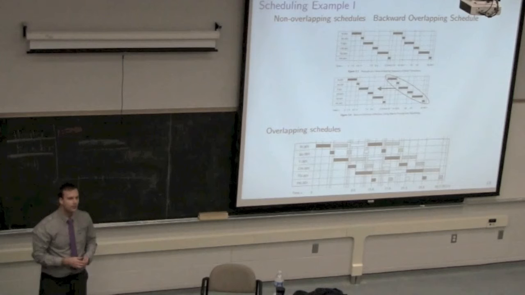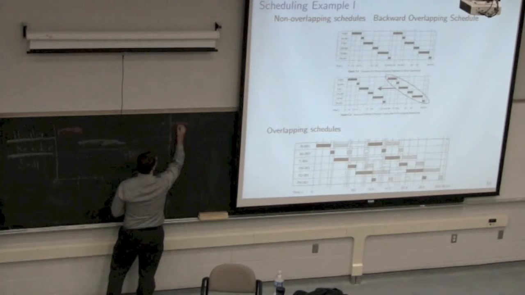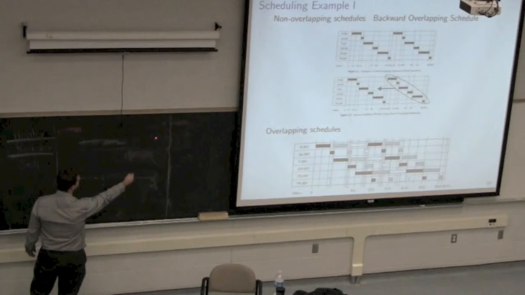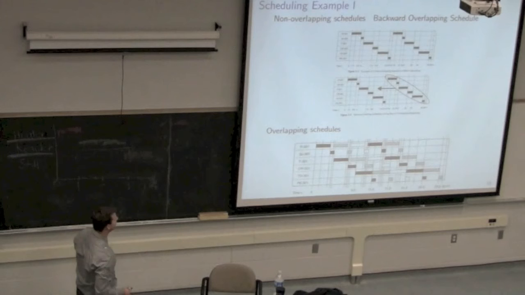Because over here, right now what we have is a non-overlapping schedule. So if I have a non-overlapping schedule, I'll restart over here. But that's not necessarily the best. I could actually push this entire schedule, starting over here, back here, and I can get more done in less time. That's a more efficient schedule. So that's the difference between a non-overlapping schedule, and if we shift it backwards, we get this overlapping schedule over here.